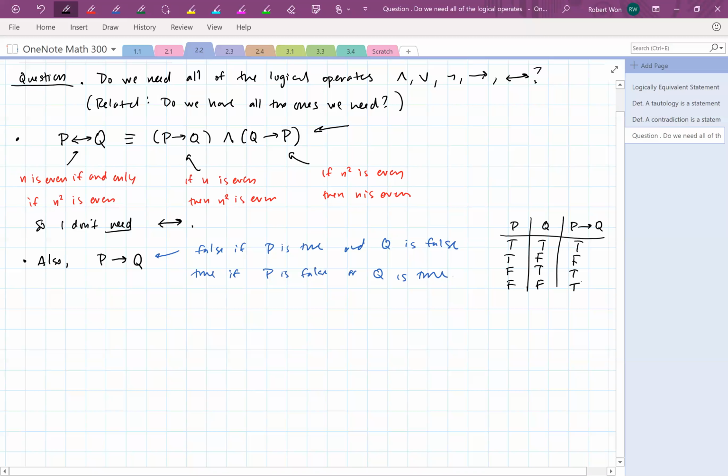So if the second column is true or the first column is false, then the third column is true. In other words, this statement is logically equivalent to not P or Q. Okay, by the way, something I haven't mentioned is that negation binds the strongest, right? So if you want to be very unambiguous, you might write this as (not P) or Q.